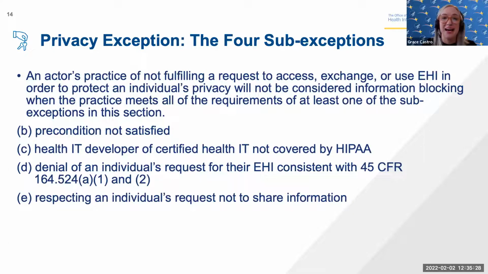letter D, denial of an individual's request for the EHI consistent with 45 CFR 164.524(a)(1) and (2). So Cassie just talked about how the preventing harm exception uses the HIPAA privacy rule reviewable grounds for denial. The privacy exception in general aligns with the HIPAA privacy rule's unreviewable grounds of denial. And this particular sub-exception specifically aligns with the HIPAA right of access. So if you need to brush up on what constitutes an unreviewable grounds for denial, those are available at 45 CFR 164.524(a)(1) and (2).